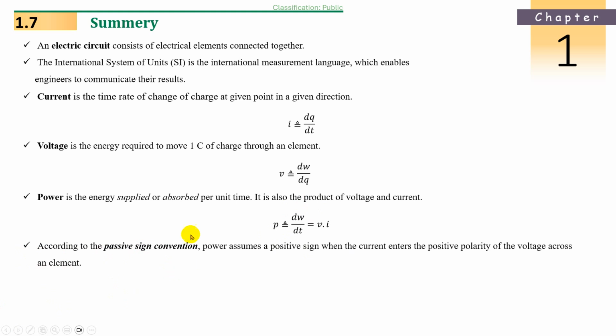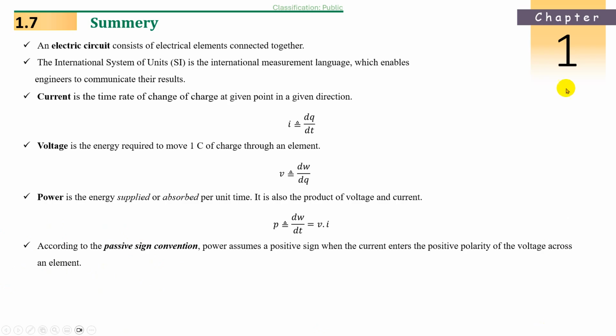According to the passive sign convention, power assumes a positive sign. What does it mean? It absorbs, it takes. Positive sign when the current enters the positive polarity of the voltage. So positive power means it is absorbing.